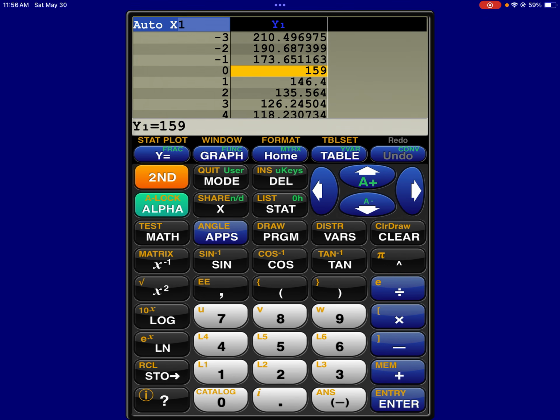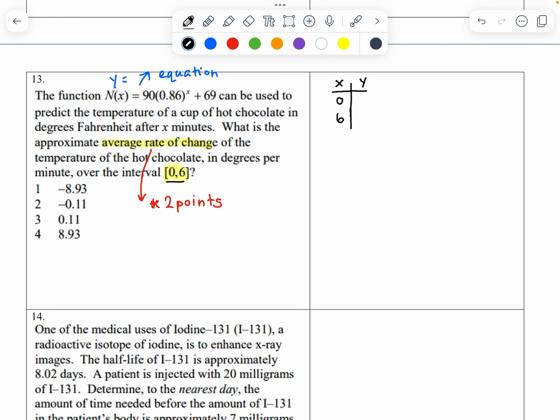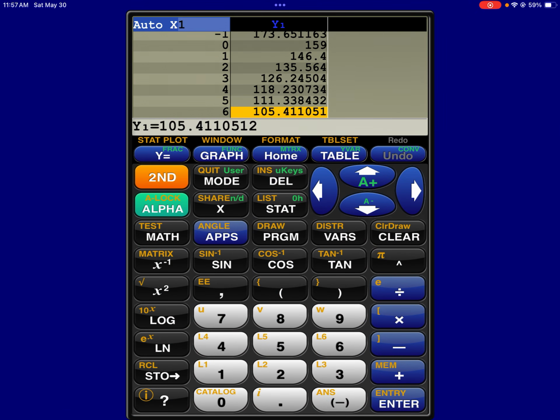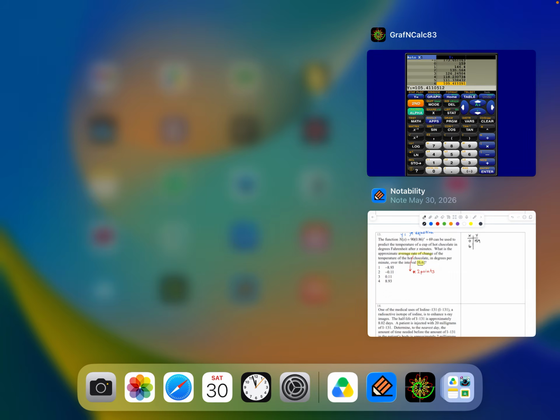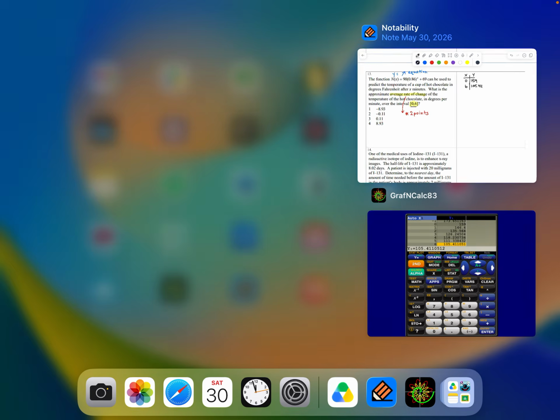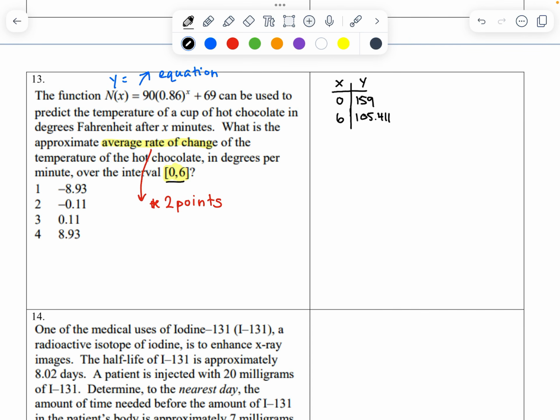And we have 0, 159. Okay, so we're going to need that. And we need 6, 105.411. Was that it? Yeah, okay, so there it is. So those are our 2 points, and you don't have to set it up like me, but for whatever reason, this is the way that I like to do it. All right, so 2 points.